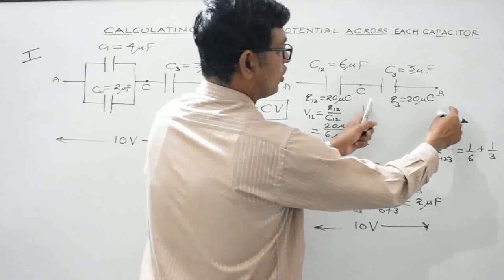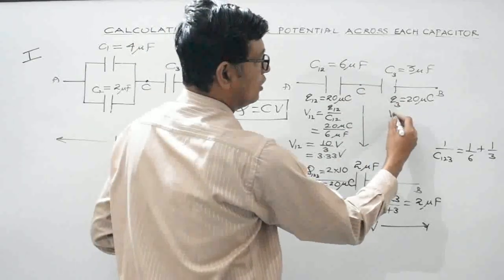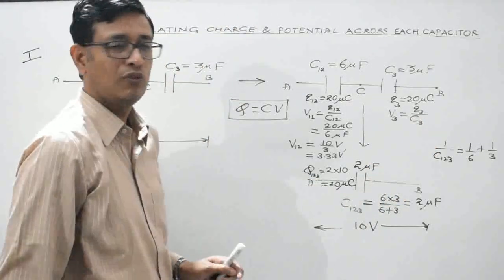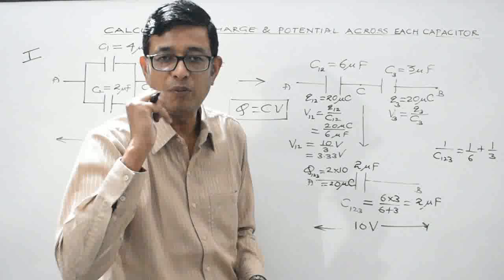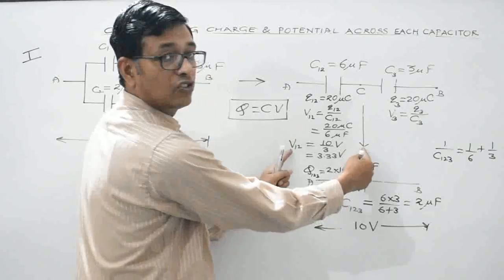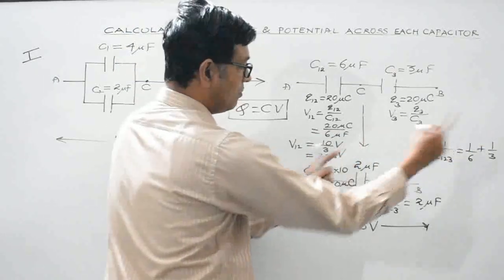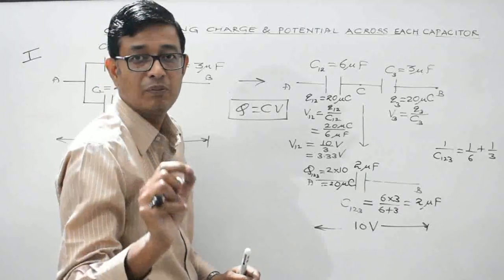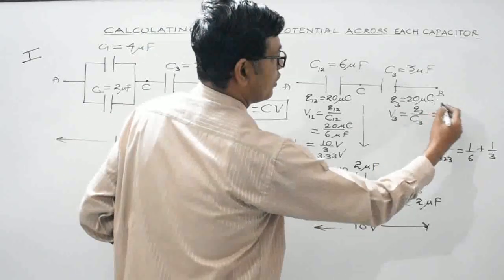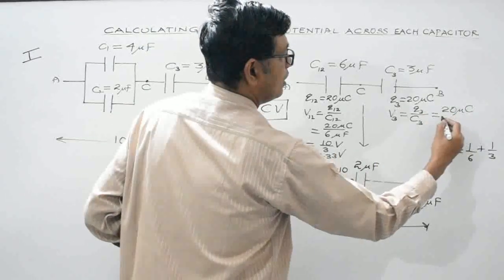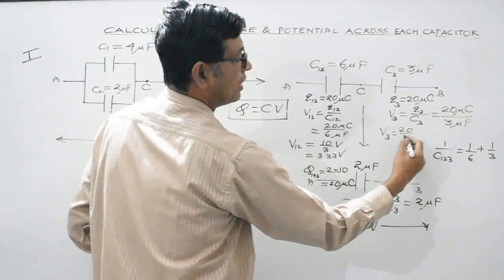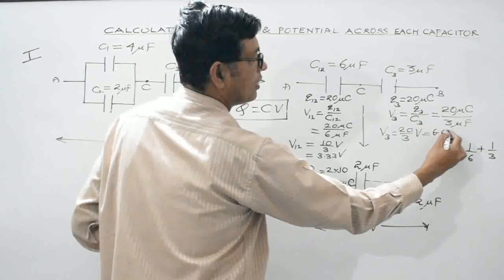Now what will be the potential difference across this? Q3 is known to us, C3 is known to us. So V3 can be calculated by using Q3 by C3. Also, without doing this mathematical calculation, you can just make use of your common sense. The net PD between A and B is 10. Between A and C is 3.33. So this must be 10 minus 3.33. It should be 6.67. Let's calculate it. Q3 is 20 microcoulomb, C3 is 3 microfarad.